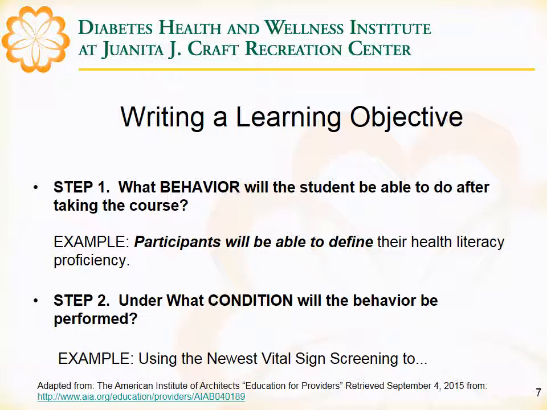Let's take a look at what we just learned and follow the steps to write a learning objective based on the 3 components we just went over. Step 1. What behavior will the student be able to do after taking this course? Participants will be able to define their health literacy proficiency.